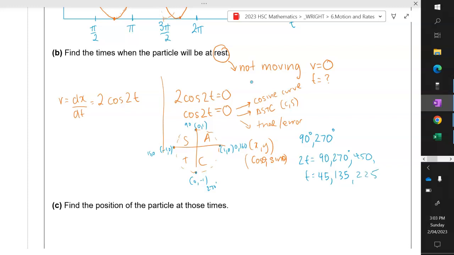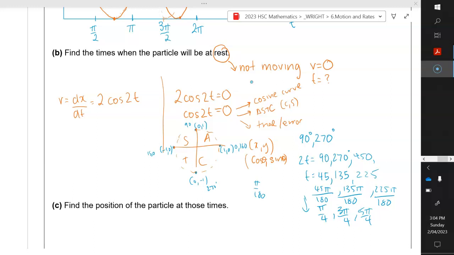So if you're happy to work in radians to start with, you can. But back to radians, when I'm going from degrees to radians, I'm going to times by pi over 180. So I'm going to have 45 times pi on 180, 135 pi on 180, 225 pi on 180, which simplifies down to pi on 4, 3 pi on 4, and 5 pi on 4. Okay, let's look at the next question.